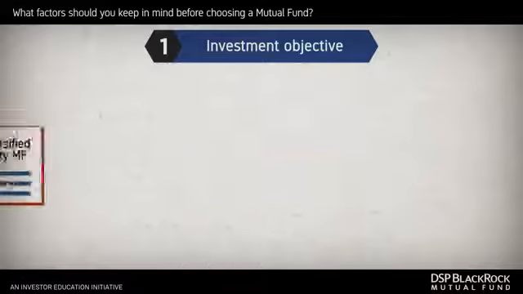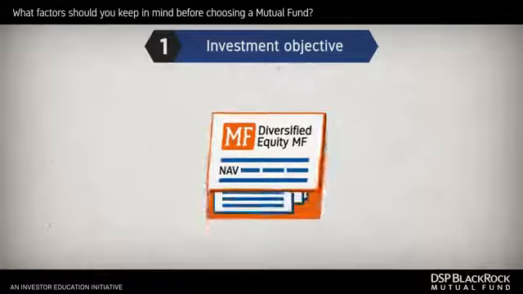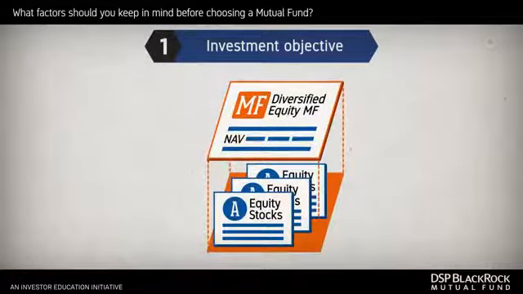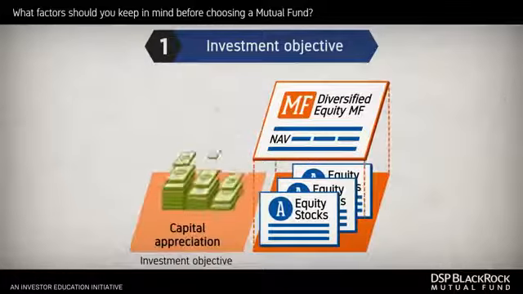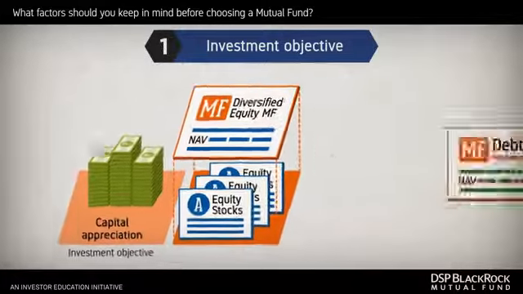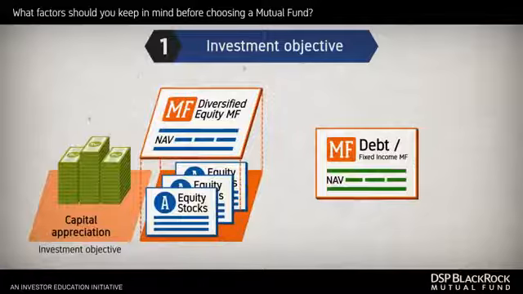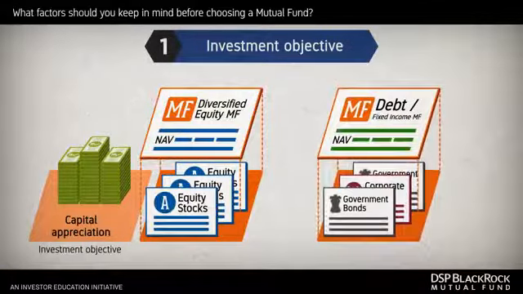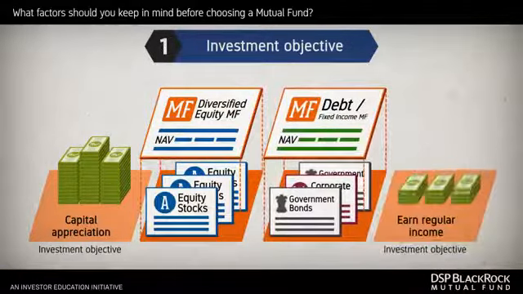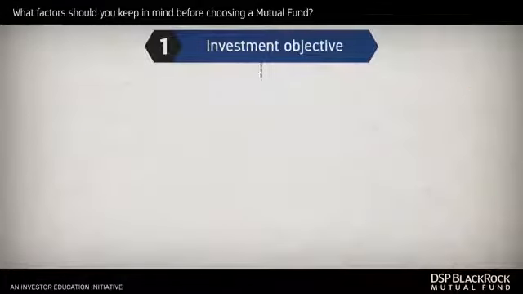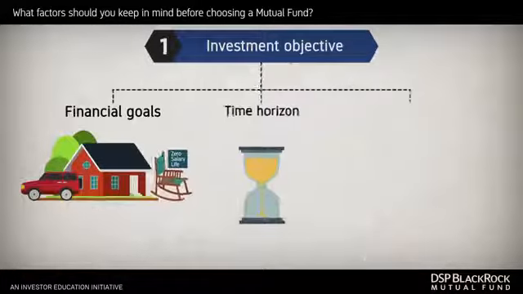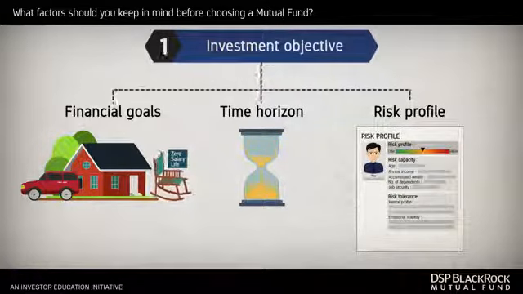For instance, an equity diversified mutual fund may have the objective of investing in growth stocks or shares to achieve capital appreciation, while a debt or a fixed income mutual fund, on the other hand, may have the objective to invest in debt instruments to earn regular income for its investors. While considering the investment objective of a fund, you need to consider other factors as well.